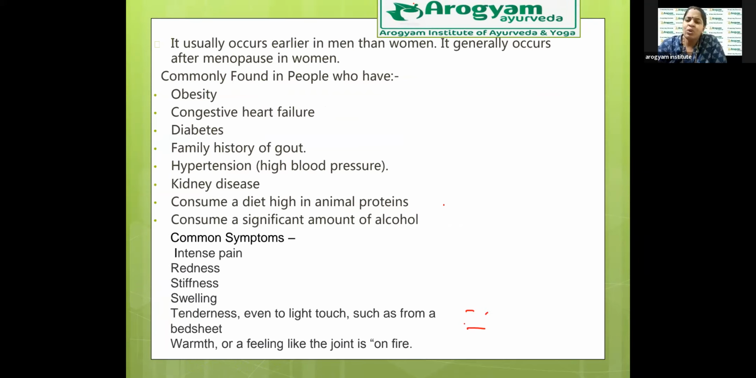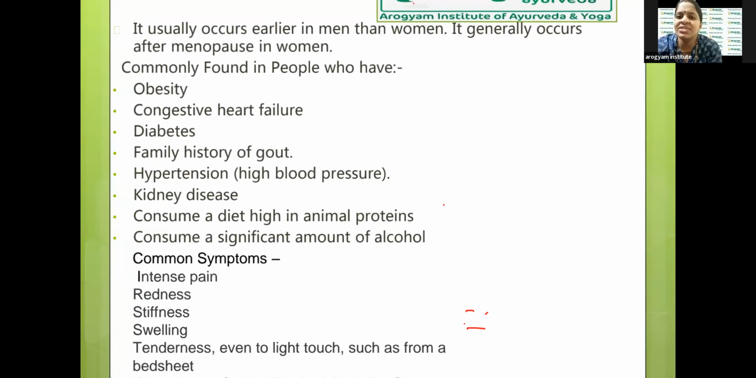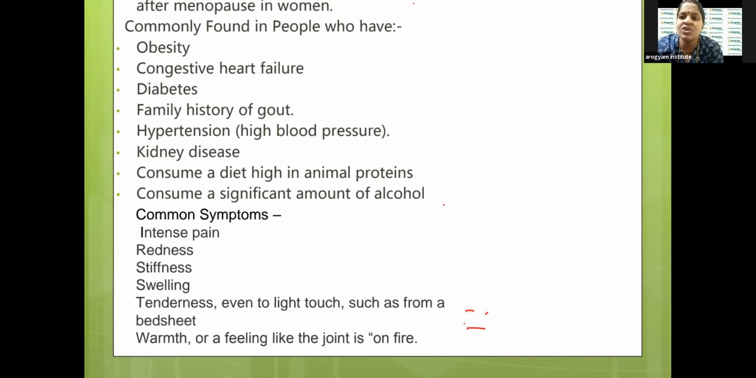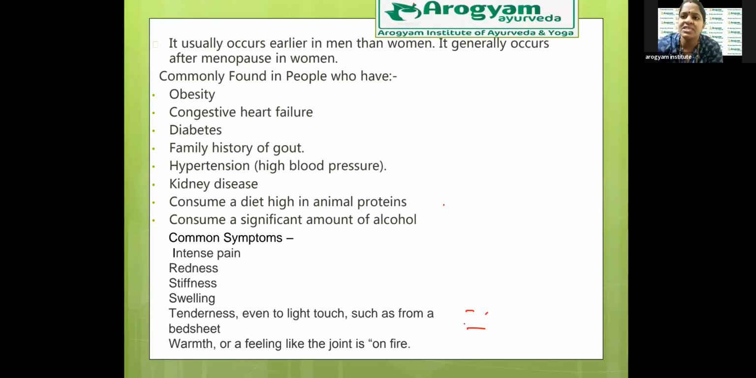Gout is commonly found in people who have obesity, congestive heart failure, diabetes, family history of gout, hypertension, that is high blood pressure, kidney disease, who consume a diet rich in animal proteins, consume a significant amount of alcohol, all these. Common symptoms are intense pain, redness, stiffness, swelling, tenderness, even to light touch such as from a bed sheet. So warmth or feeling like the joint is on fire. This is typical of this.